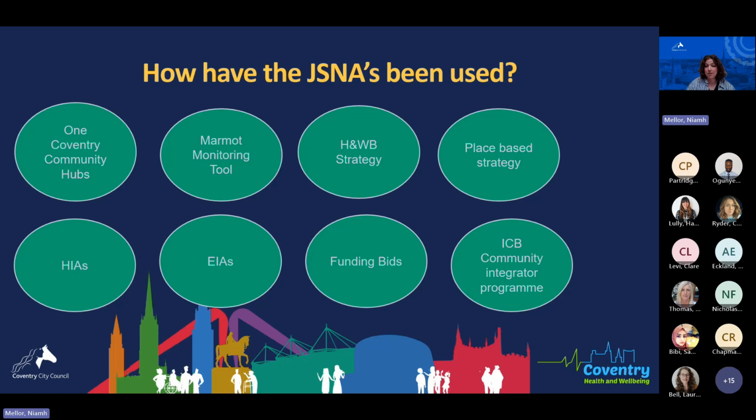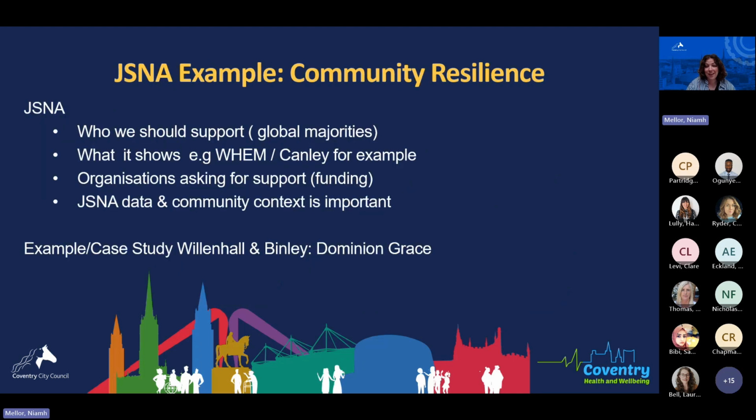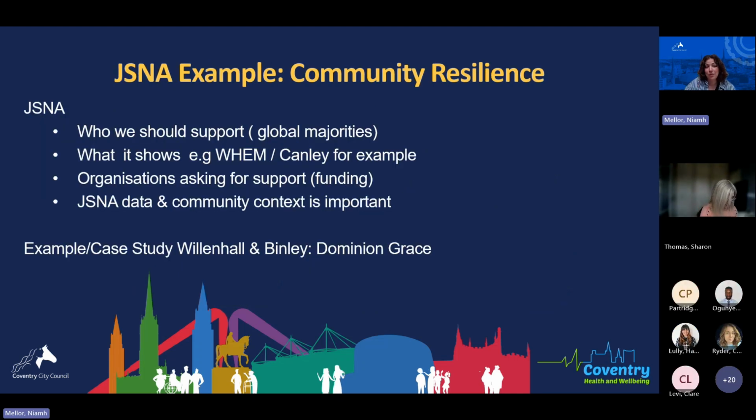And Sharon, if you'd like to come in now and talk about how you've maybe used it in your work, take it away. Thanks, Niamh. Right, so for those that don't know, the community resilience team basically support the voluntary sector. We run partnership groups and stakeholders. We put people together that might be useful for them to work together, and it's really about getting the external resources to them to support them moving forward, because often they are supporting the most vulnerable in Coventry. We're a small team.